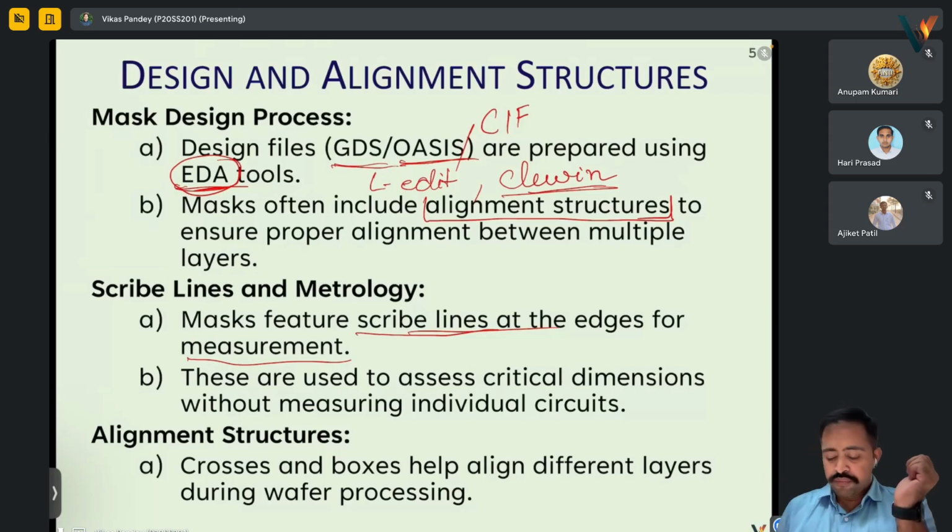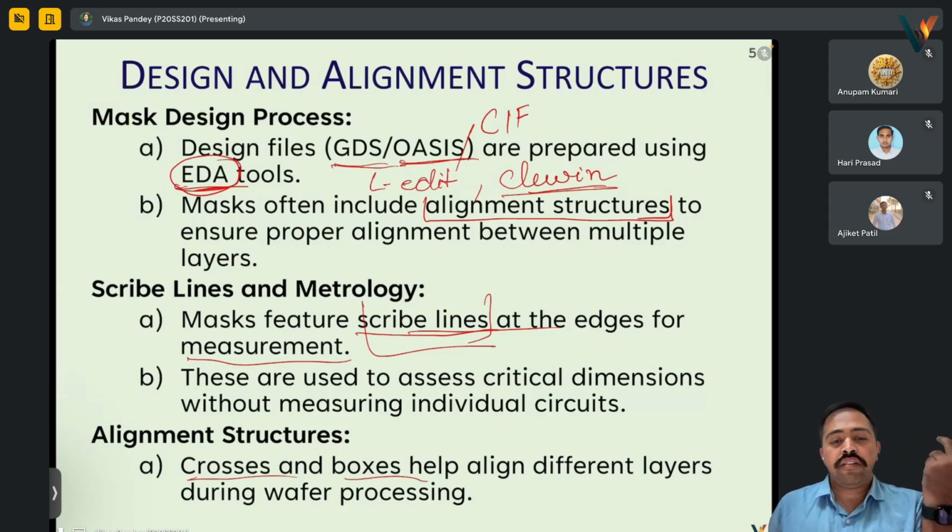So these scribe lines are used with critical dimensions to understand whether our critical dimensions have been reproduced properly on the wafer. Alignment structures, we saw crosses and boxes. This helps align different layers during wafer processing.